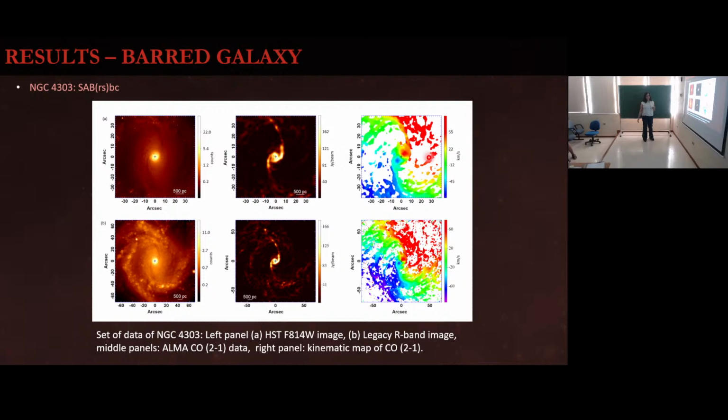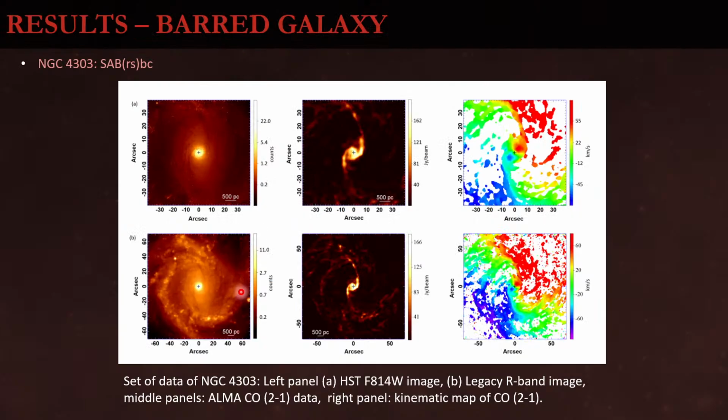And you can see the rotation maps of the molecular gas are very well behaved, and we can see the spiral arms in the larger field of view. And in this image the bar of this galaxy is more clear, which is a Seyfert, it is an AGN as well.